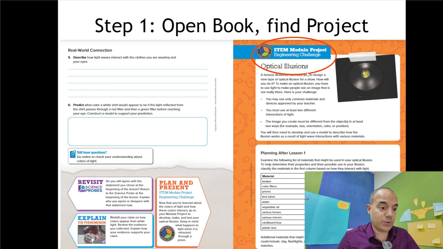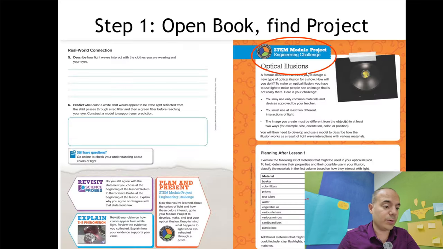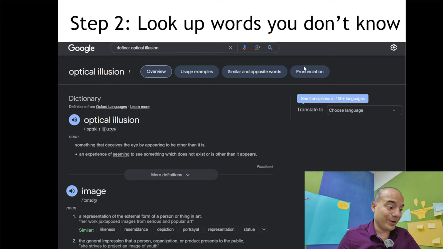Once you have the relevant page, you will need to look up any words you don't know. I think there are still some students who don't know what optical illusion means. So what do you do? You go to Google and you look up optical illusion. You can use this search: write define, D-E-F-I-N-E, colon, and then put the word that you want to look up. It will take you straight to a dictionary definition and you don't need to actually click on the dictionary.